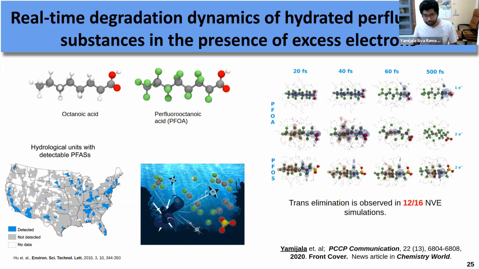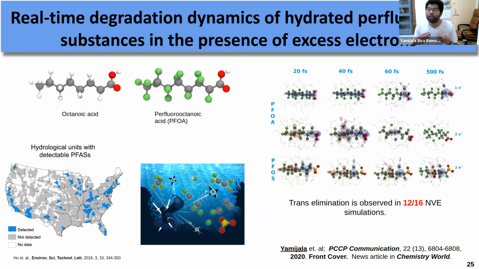So we have considered these perfluoroalkyl substances and we have added electrons to this system containing the perfluoroalkyl substance and the water moiety surrounding it, like a solvent moiety. And then when we simulated, we did see that these additional electrons can help to degrade the carbon-fluorine bonds.